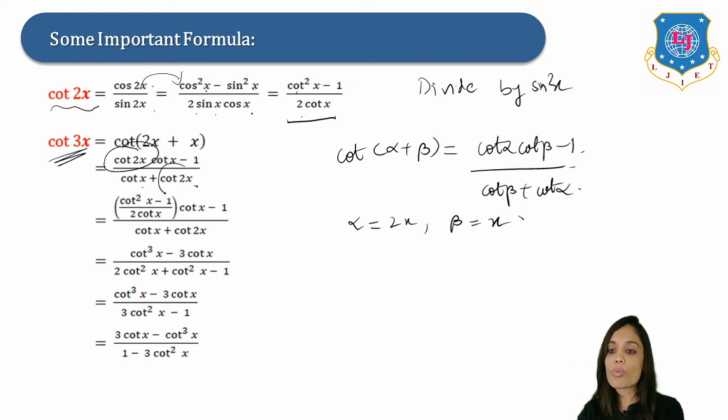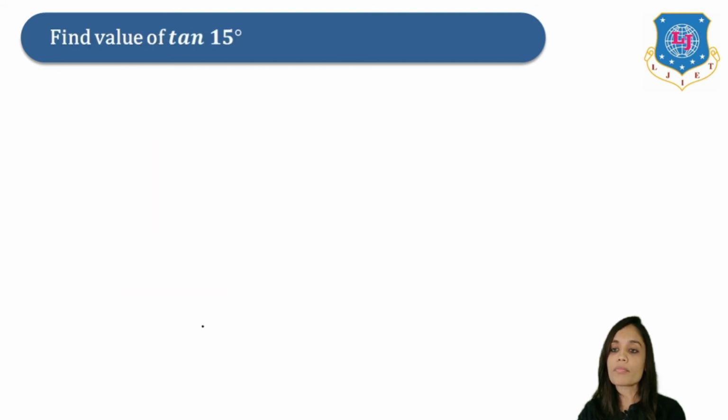Now at these two places, replace your cot 2x by (cot square x - 1) upon 2 cot x. Now it is very easy, you can simplify by taking the LCM, right? So on simplification, you will get your answer of cot 3x as (3 cot x - cot cube x) upon (1 - 3 cot square x). Okay? So now let us solve few examples.